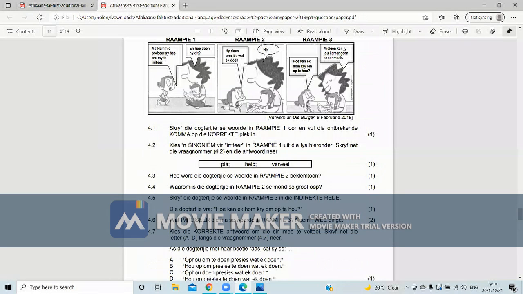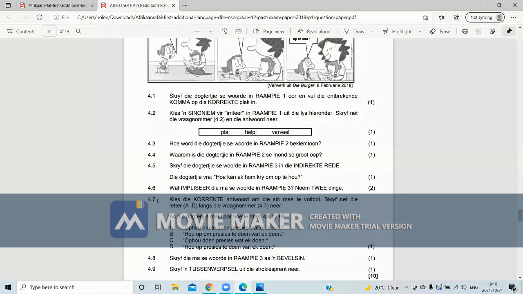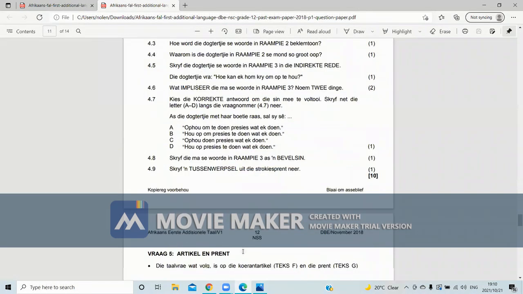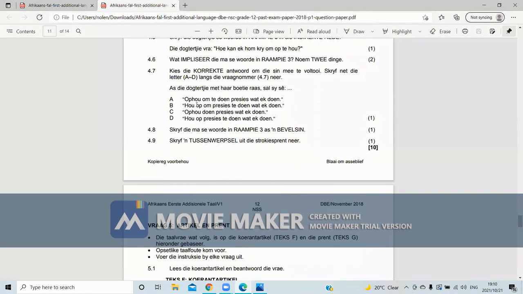Okay. Next one. 4.7. As die dogtertjie met haar boetie raas, sal sy sê, if the girl wanted to shout at her brother, she would say, ophou om. Okay, so this is just you're picking the correct word order. So we already know that we'd be starting with a verb, right? So that immediately takes out ophou, because op is a preposition. So you can remove A and C. Hou op om precies te doen wat ek doen. Looks perfect. Oh yeah, no. So it's B. Hou op om precies te doen wat ek doen. So it's B.